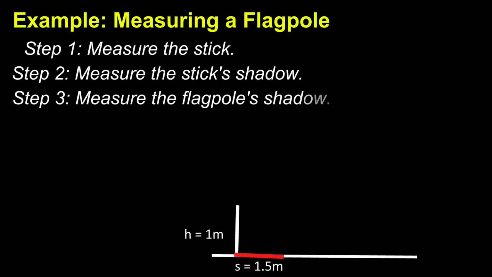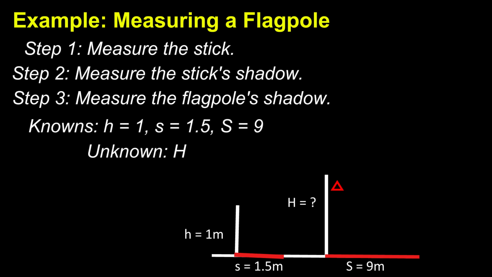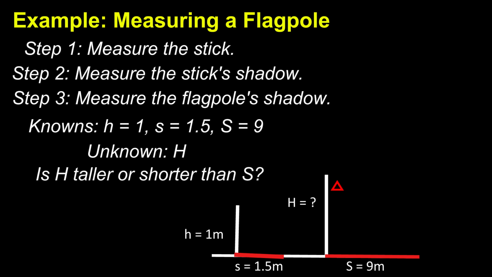Finally, we measure the long shadow cast by the flagpole. We find that uppercase S is 9 meters. Notice that we now have 3 known values and only one unknown, the actual height of the flagpole. Take a moment to look at these numbers. If a 1-meter stick casts a 1.5 meter shadow, do you expect the flagpole to be taller or shorter than its 9-meter shadow? Now let's use algebra to find our answer.